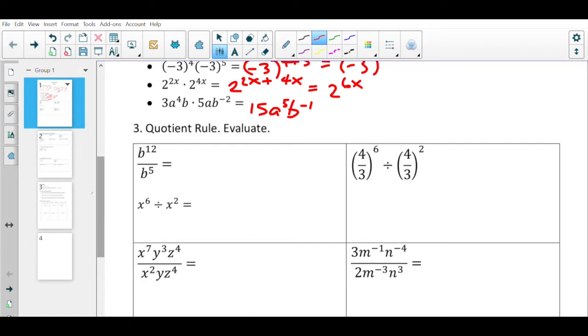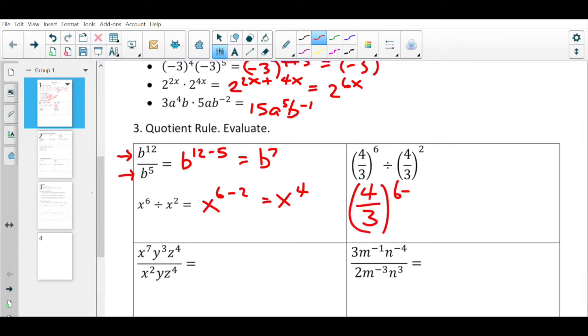Quotient rule. If you have the same base, so we have the same base of b and same base of b, and we're dividing, you simply subtract the exponent. So we keep the same base, that's b, and say 12 minus 5, and that is b to the exponent 7. Same base of x, so we rewrite it as x, and we say 6 minus 2, that's x to the exponent 4. Here we have the same base of 4/3, so that's 4/3 to the exponent 6 minus 2, and that equals 4/3 to the 4th.